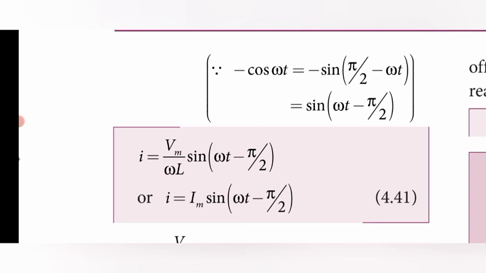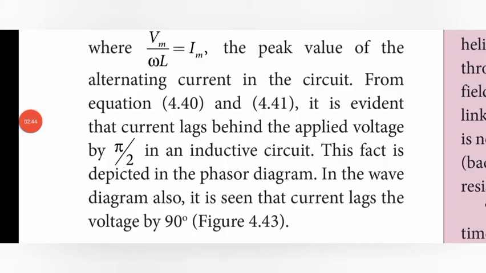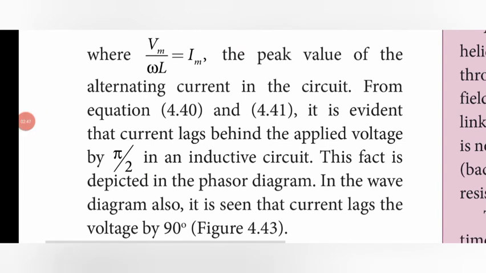This equation concludes that the current lags by omega t minus pi by 2. The pi by 2 value means it lags, and that is equal to 90 degrees. The current value lags by 90 degrees, and you are able to see that in the phasor diagram. Before that, Vm by omega L is the Im, that you know. Im means the maximum current that can be produced, the alternating current.